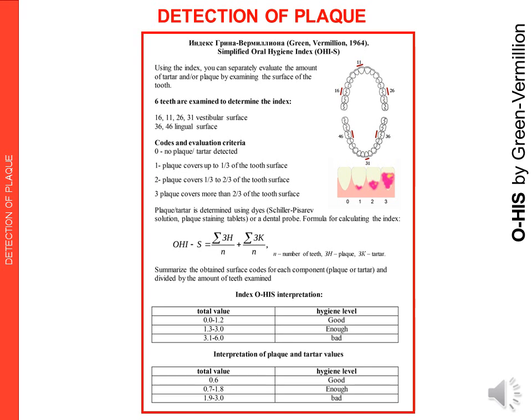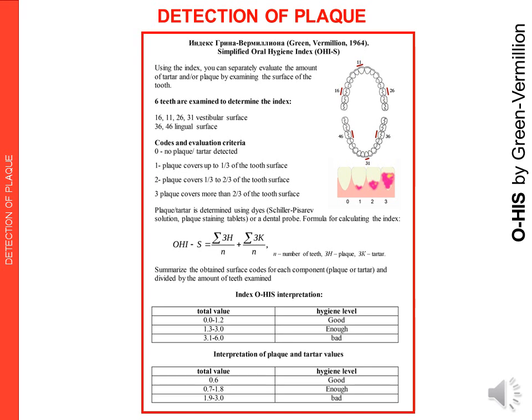The next index is OHI-S by Green-Vermillion, the Simplified Oral Hygiene Index. This index is used for children more than 7 years old and adults. Using the index, you can separately evaluate the amount of tartar and plaque by examining the surface of the tooth. We examine 3 teeth on the upper jaw and 3 teeth on the lower jaw. In sum, 6 teeth.